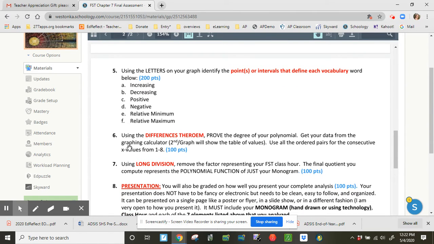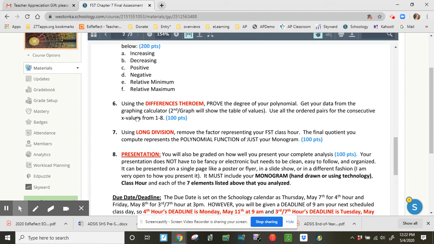Number 6 is 100 points on the differences theorem. So use your actual equation, and when you put your equation in the graphing calculator, you can get the table of values. You're going to use that table of values and prove you have a 4th-degree polynomial.